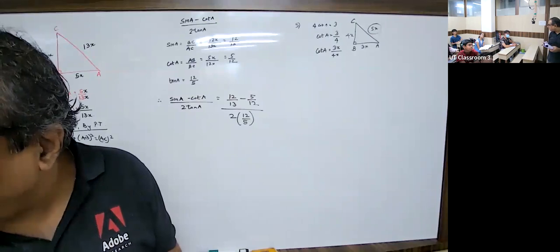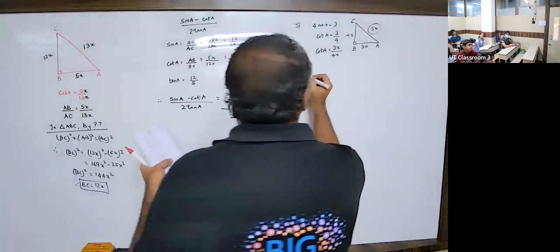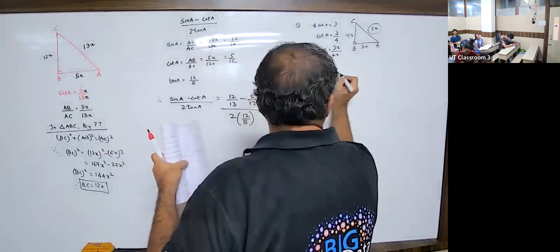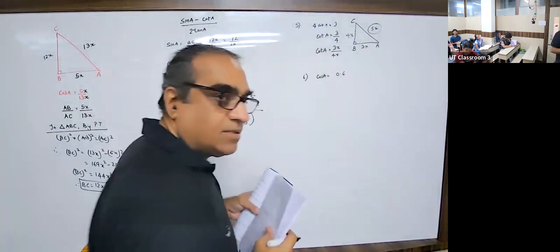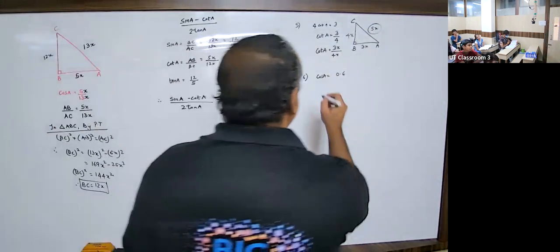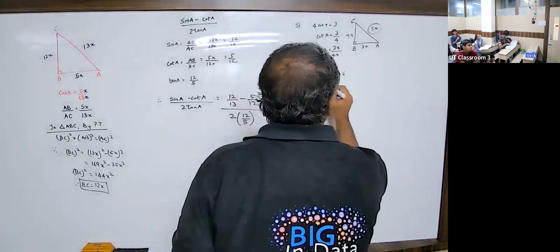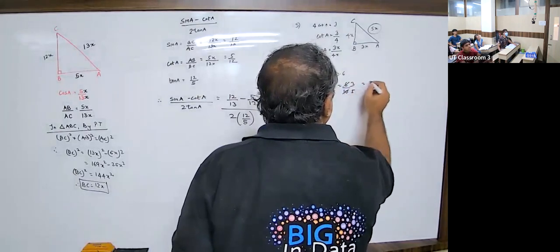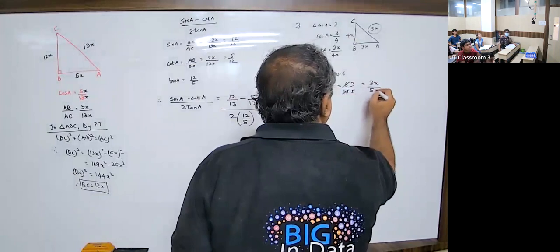Is this clear? If you look at question number 6, it says cos A is 0.6. ये भी रेशियो है. Therefore, cos A is 6 by 10. That is 3 by 5. That is 3x by 5x.